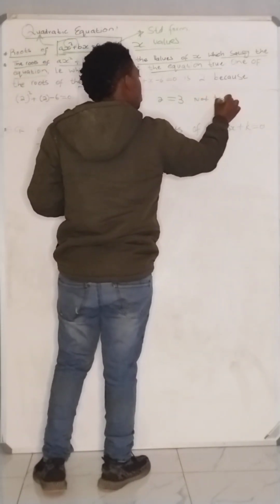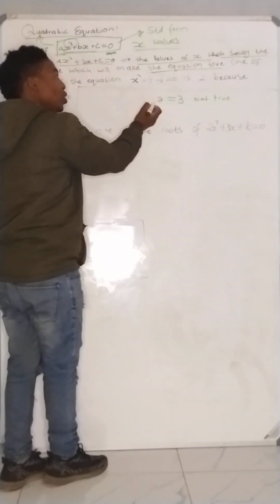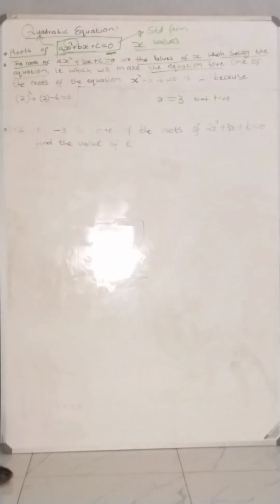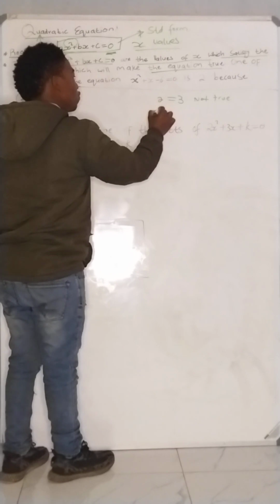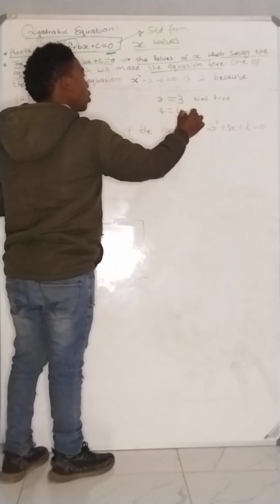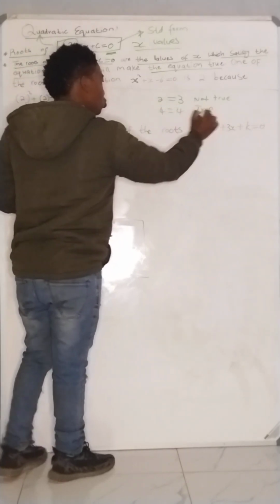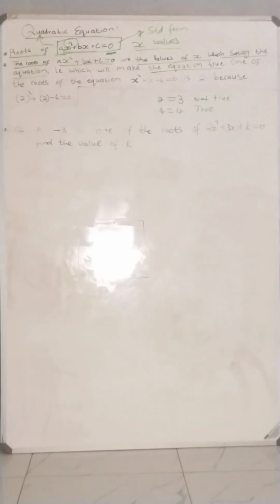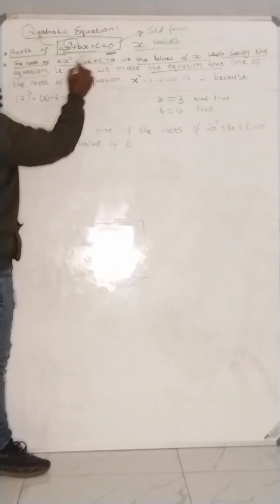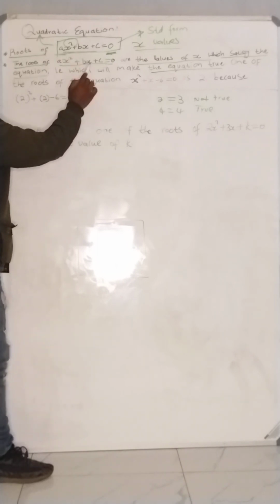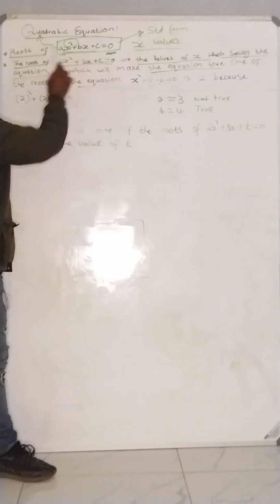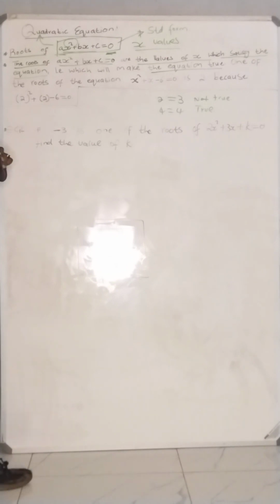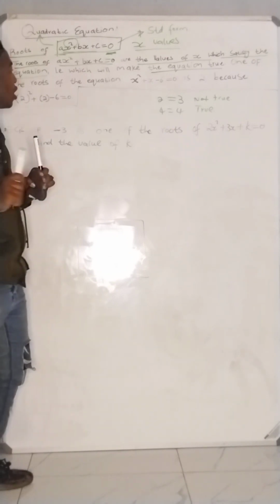Not true, because 2 is not equal to 3. If I say 4 is equal to 4, this is true. Similarly, we mean that the x values make the left and the right side of the equal sign to be the same and true.